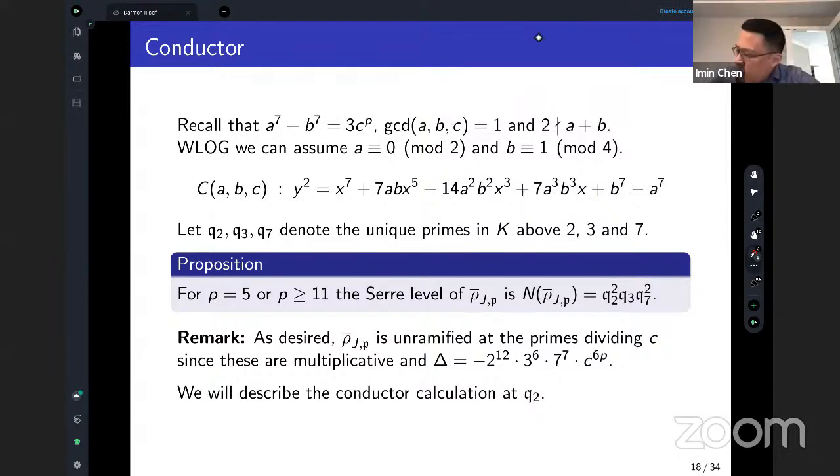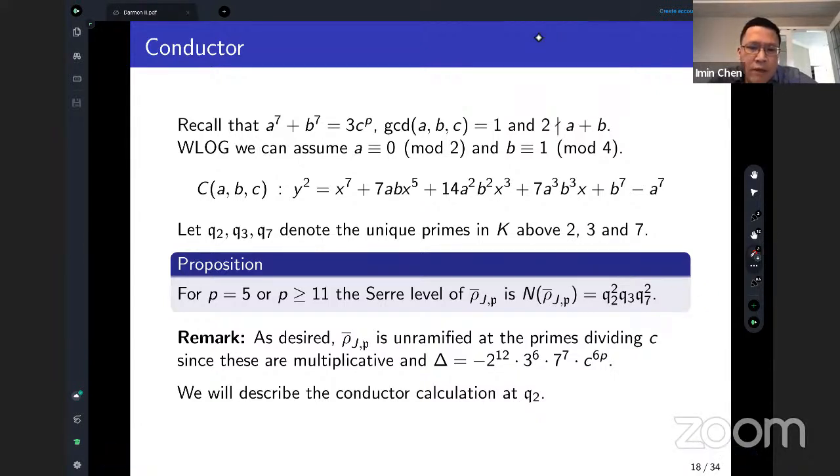The reason there are no other primes is that at the primes dividing C, the hyperelliptic curve has multiplicative reduction. And because the discriminant is a p-th power, one can show that the mod P representation is finite flat or unramified, and hence we can strip those primes from the Serre level.